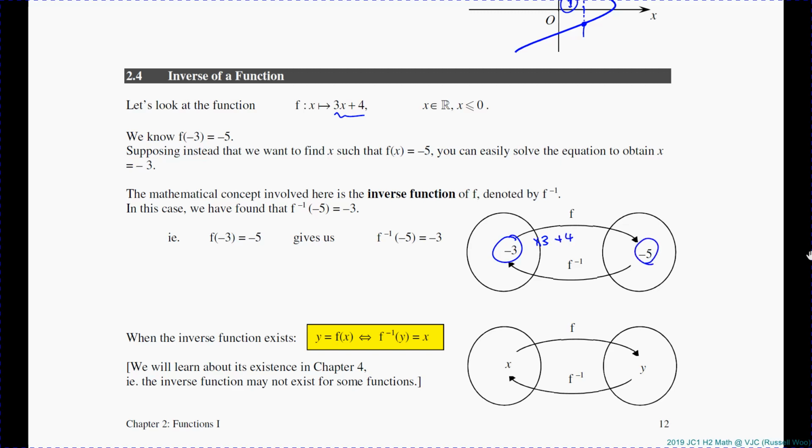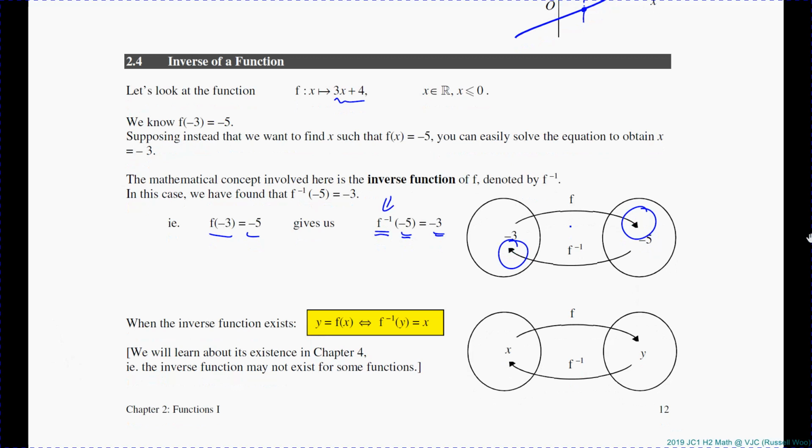Now, the definition of f inverse, the inverse of a function, is such that I process the number the other way. So f inverse is a function that processes numbers the other way. So by definition, if f of negative 3 is negative 5, then f inverse, which is the inverse function, the rule of the reverse way, f inverse of negative 5 is 3.